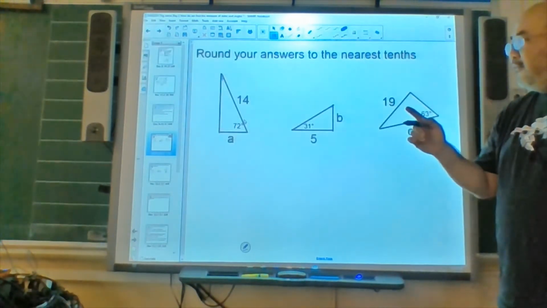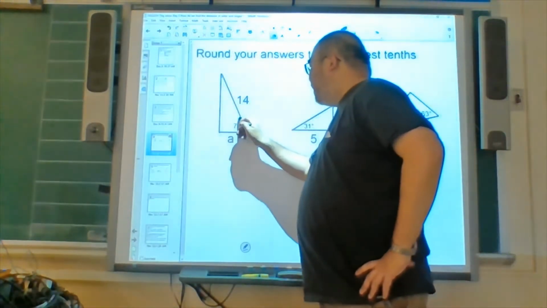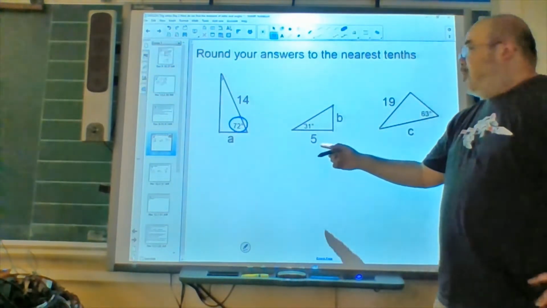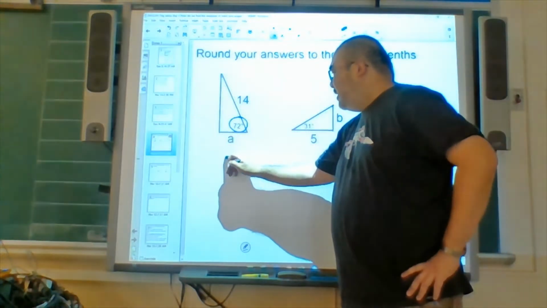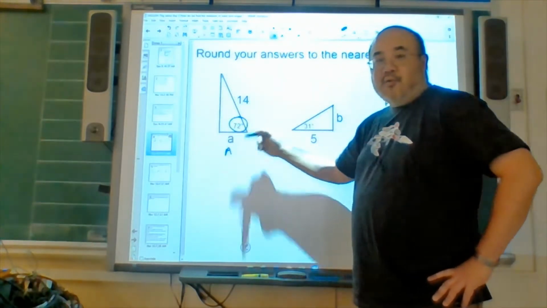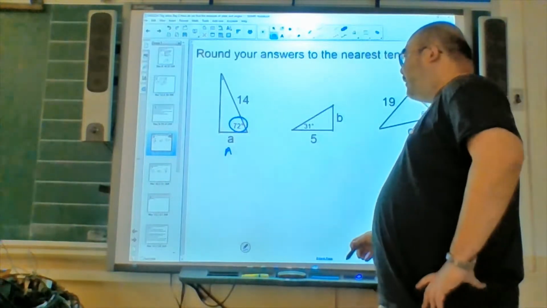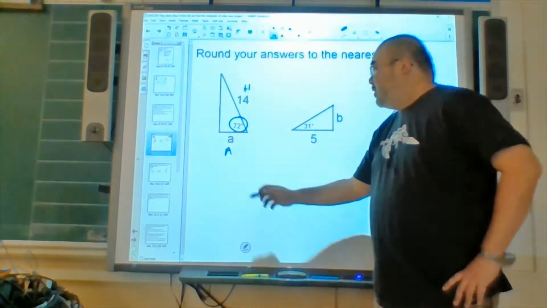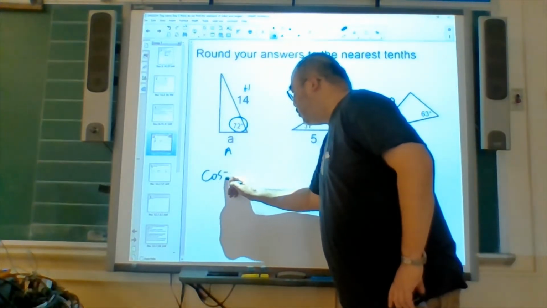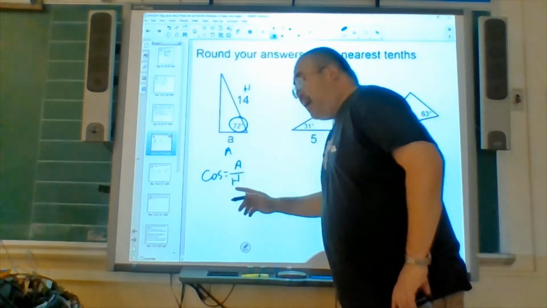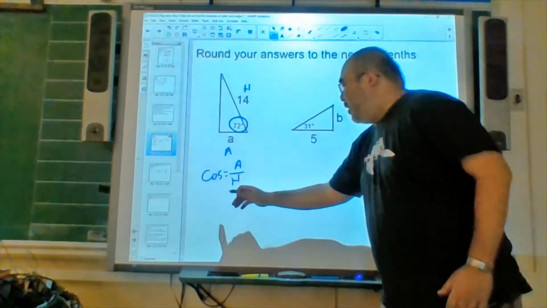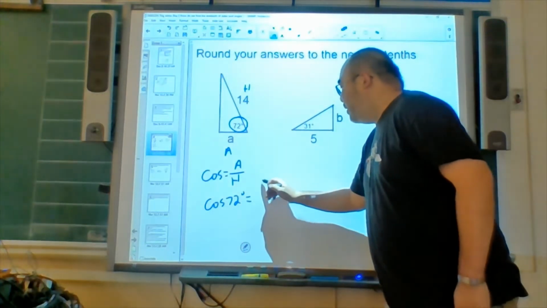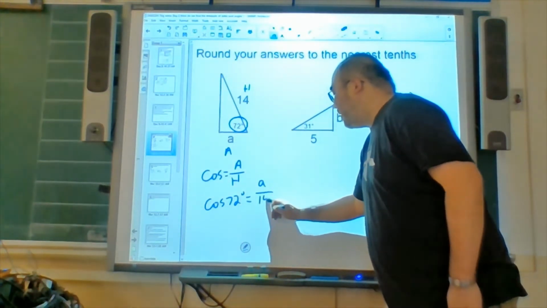Let's take a look at our first angle here. It's going to be 72 degrees. For our first angle, we're going to identify the leg adjacent to the angle, and here we have our hypotenuse. Therefore, if we have a leg adjacent and hypotenuse, we're going to be using the cosine ratio, which is leg adjacent over hypotenuse. And the equation we're going to create will be the cosine of 72 degrees is equal to A, the unknown, over 14.